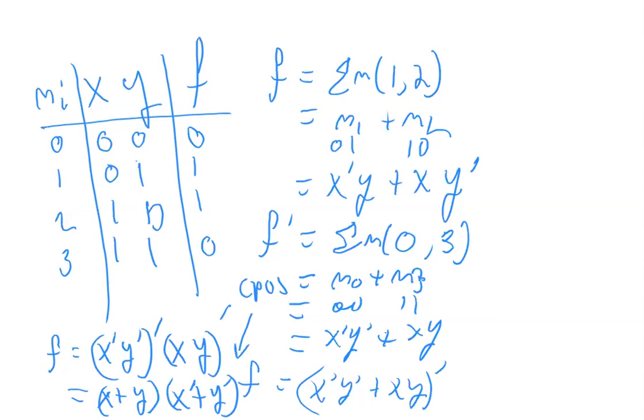And so we can get the canonical product of sums by starting with a canonical sum of products for f prime, writing it out using De Morgan's theorem, and then proceeding to show the canonical product of sums algebraically.